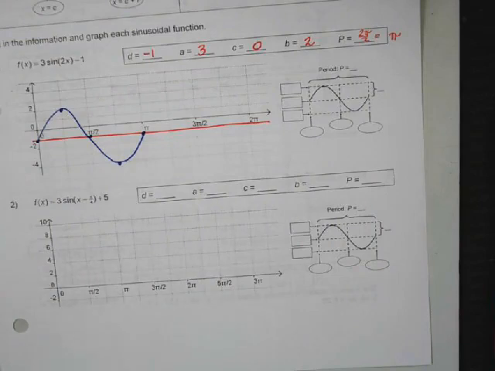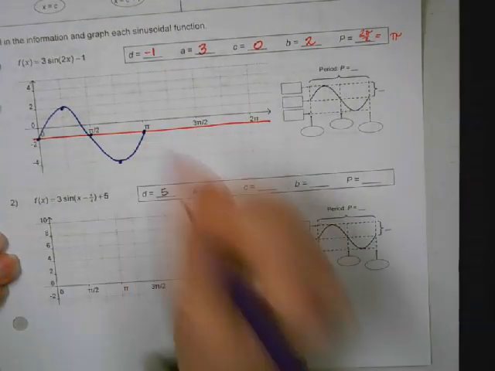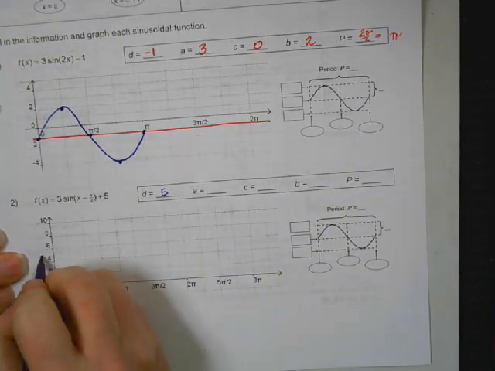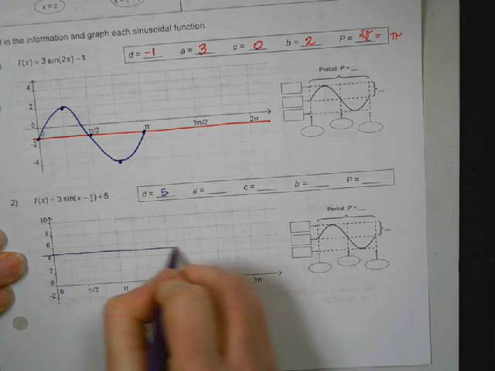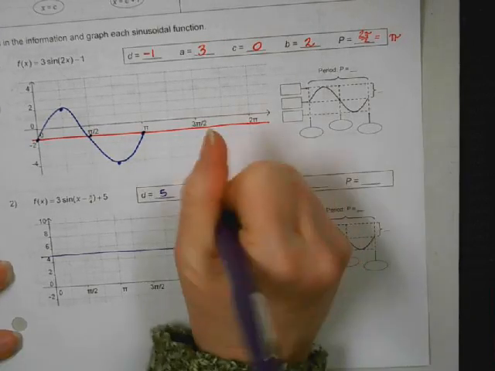So what's your D value? 5, which means I have a new central axis. It's going to be at 5, and they didn't put an actual line there, of course. Way to go. But just remember we're counting by 2s. My amplitude is 3 again.